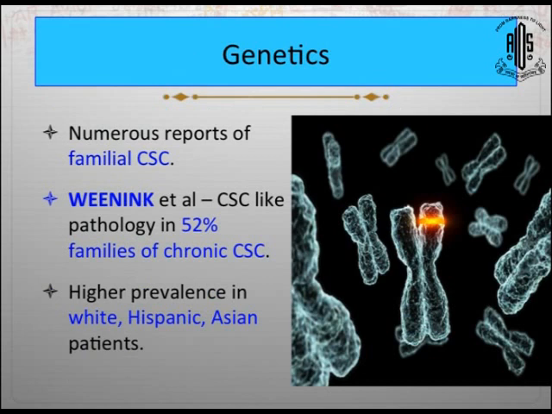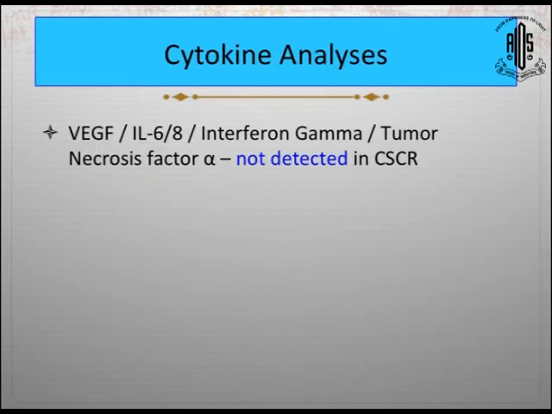Coming to genetics, numerous reports have been there for familial CSC, and Wienig et al. supported this, noting 52% of families in chronic CSC. A higher prevalence was seen in white, Hispanic, and Asian patients. On cytokine analysis, nothing was detected in CSR patients, such as VEGF, interleukin 6 and 8, interferon gamma, and tumor necrosis factor.